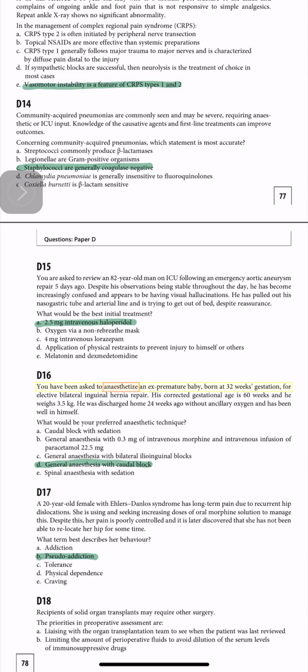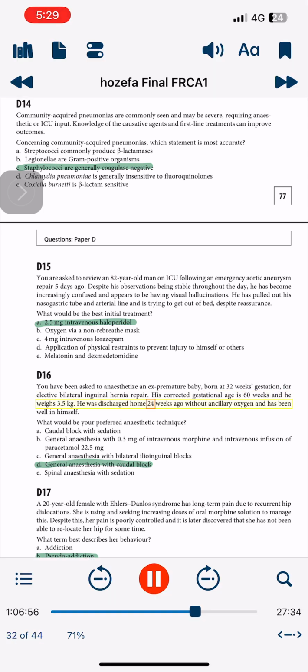You have been asked to anesthetize an ex-premature baby, born at 32 weeks gestation, for elective bilateral inguinal hernia repair. His corrected gestational age is 60 weeks and he weighs 3.5 kilograms. He was discharged home 24 weeks ago without ancillary oxygen and has been well in himself. What would be your preferred anesthetic technique?